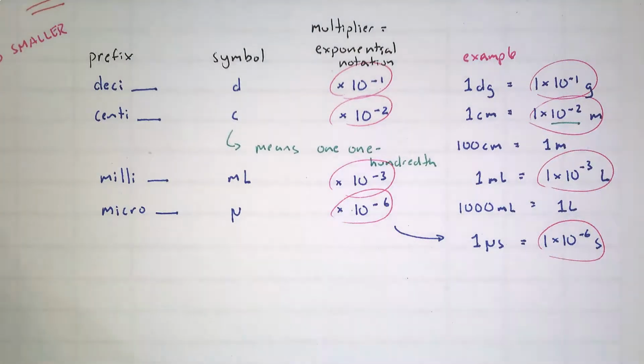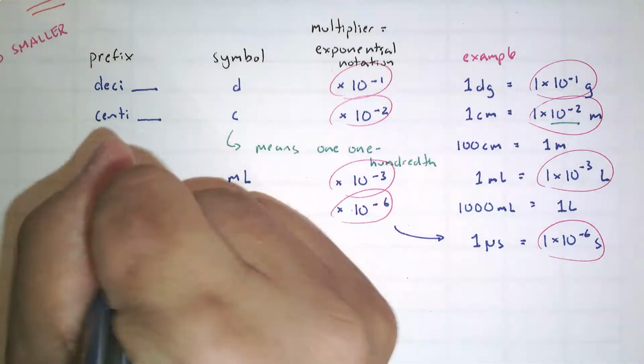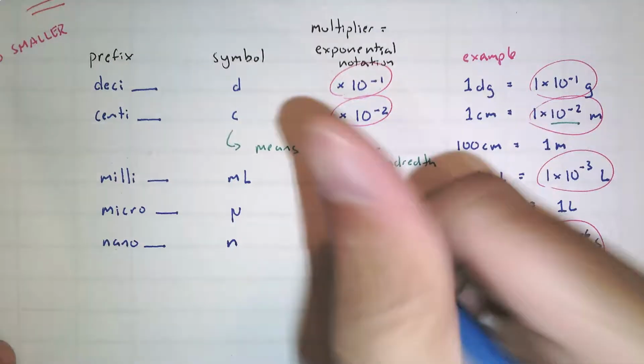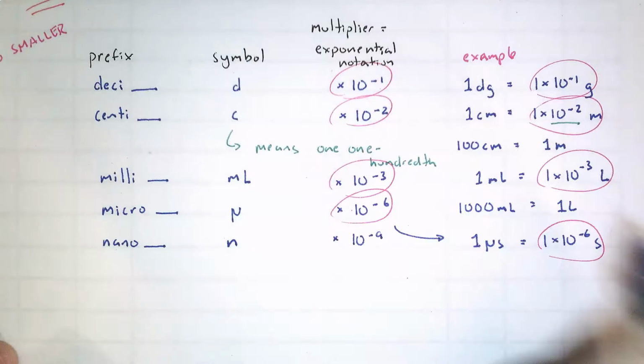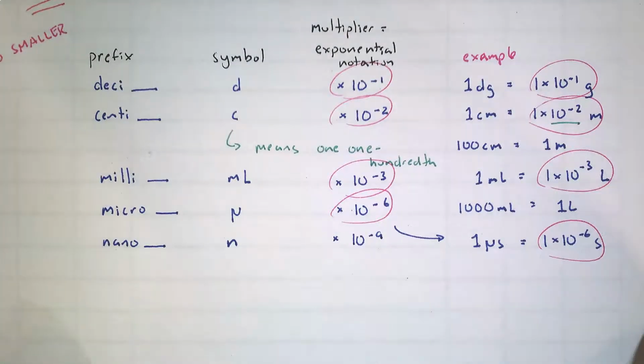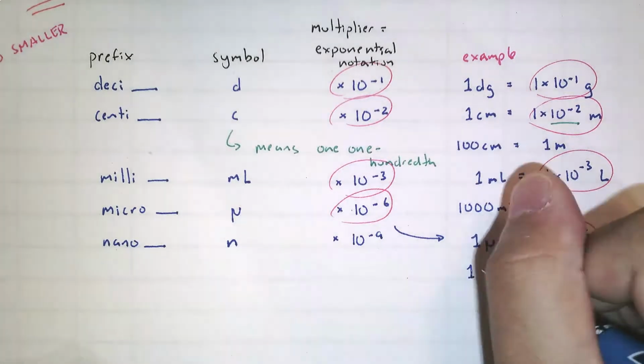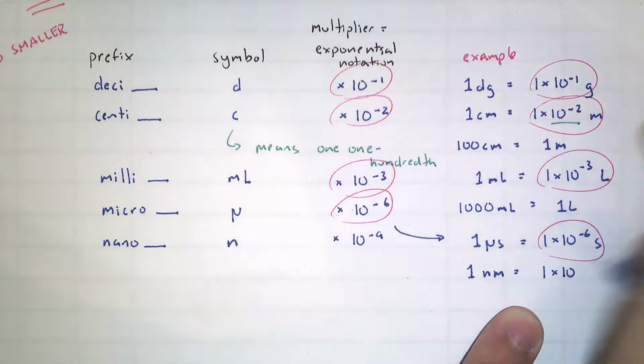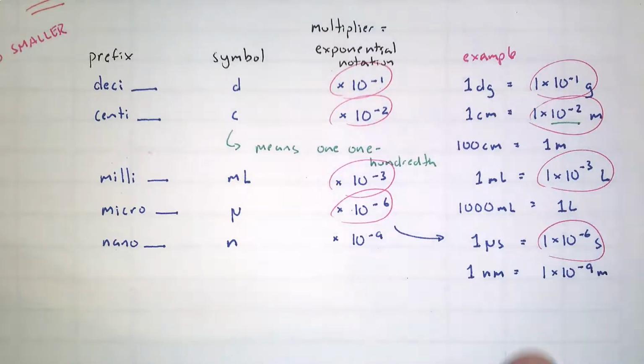We'll go one more. Let's go to nano. Little n. Times 10 to the minus 9. Where do we encounter nano? We encounter nano for nanometer. And again, put the 1 in front of the prefix. The wavelengths of light that are attributed to color are measured typically in nanometers. So how many meters is a nanometer? There are 1 times 10 to the minus 9 meters in a nanometer.